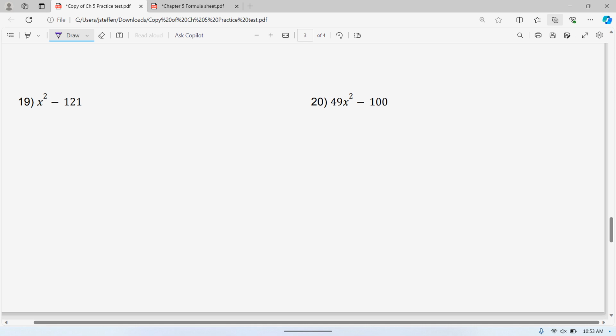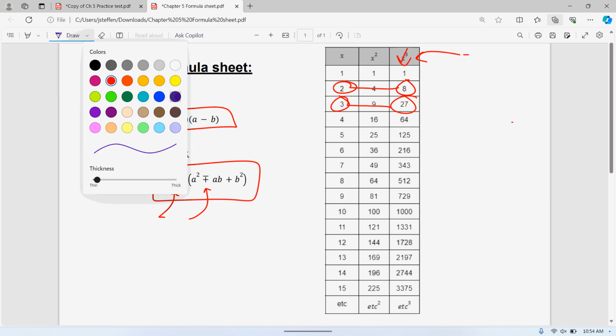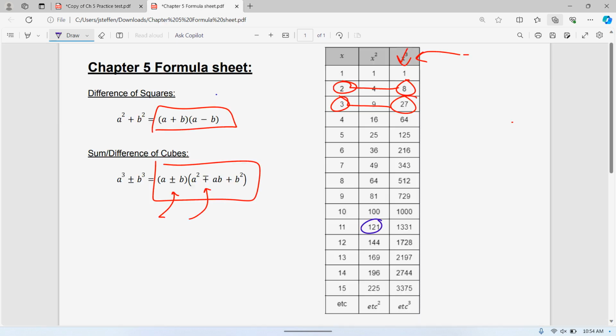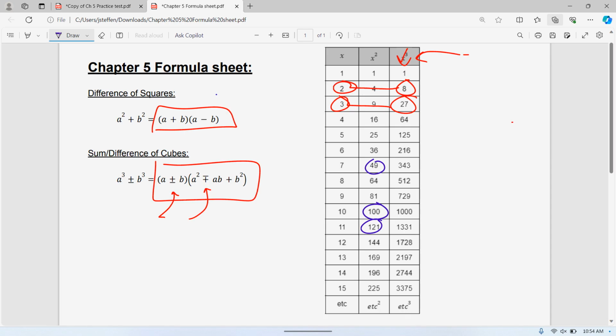Moving on, number 19 and 20. These are both difference of squares. And again, you can tell because 121 is on your perfect square list, and 100 is also on your perfect square list. So these are both perfect squares, and you're subtracting. A for this one is x, and your B for this one. If you don't know, you can use your table. 121, that is 11 squared.